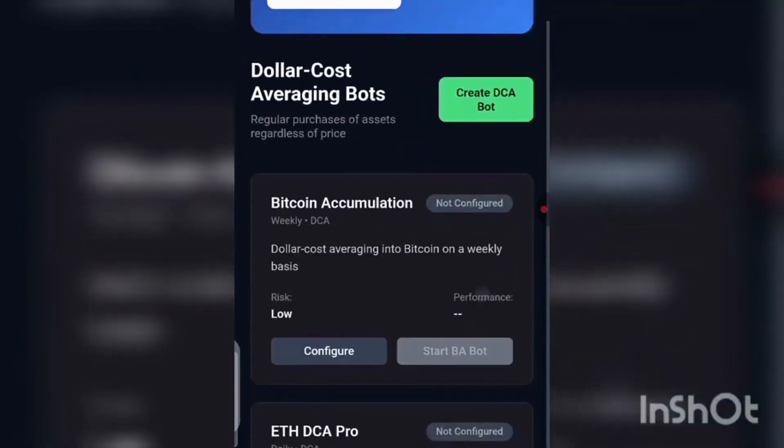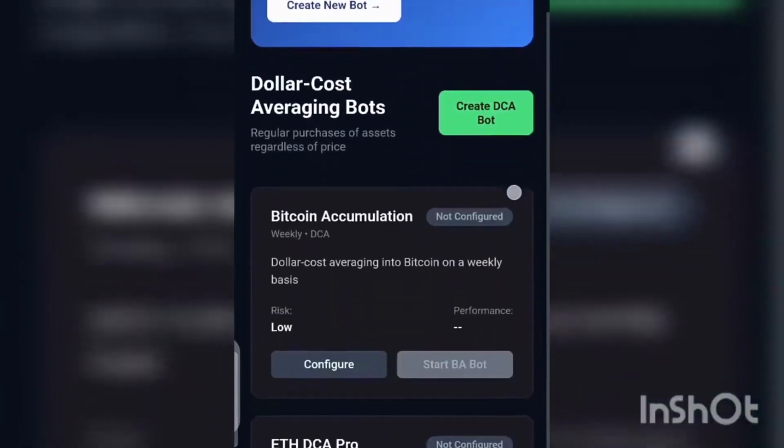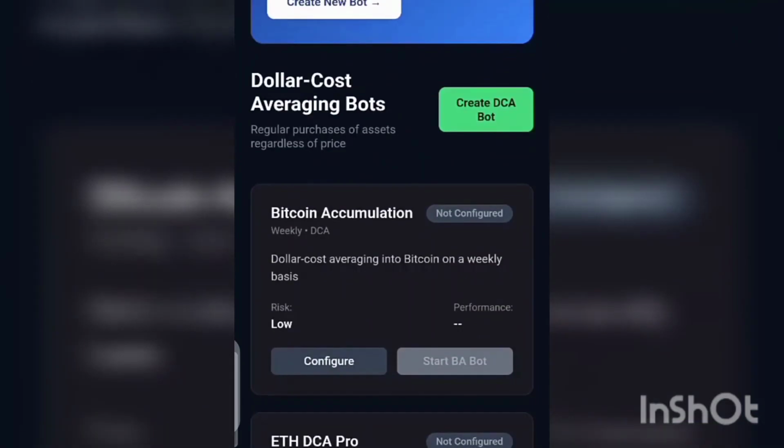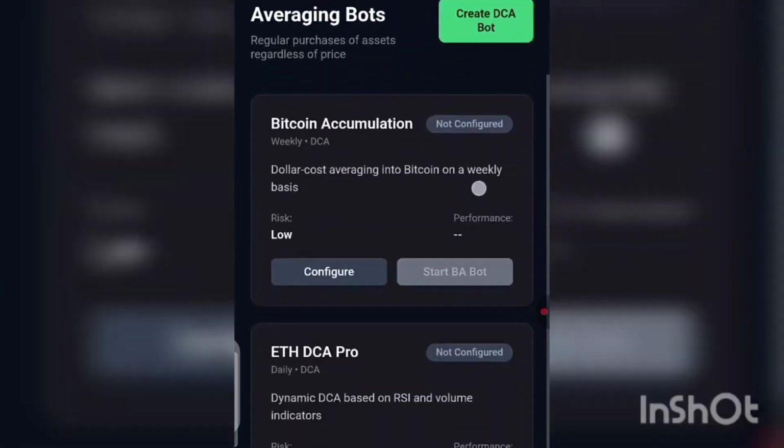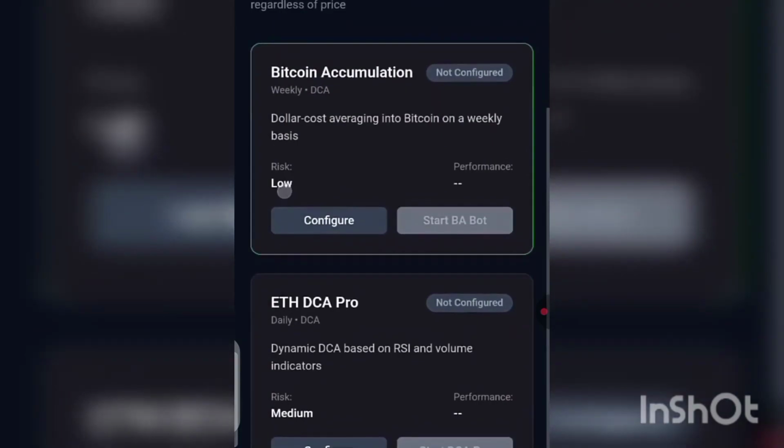So the next thing right now is to click bot. You can see I clicked bot in this particular place. Now you can see we have three types of bot here. We have DCA, which is dollar cost averaging bot, and we have ETH DCA Pro, which these two are not the ones we are using. So what you need to do is come down a little bit.